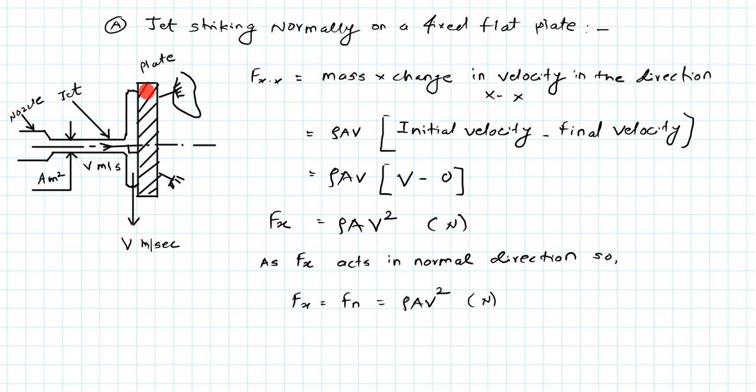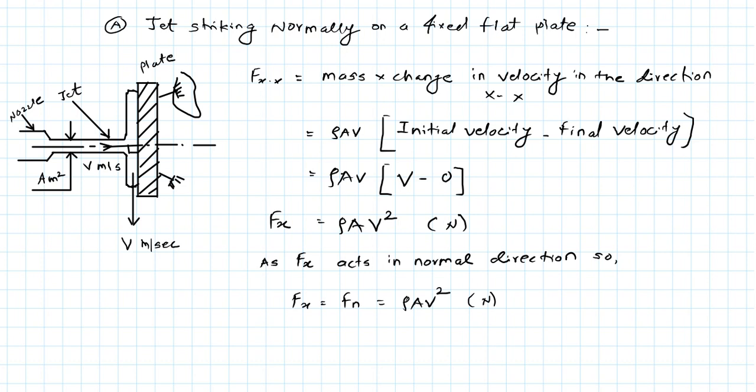Here is a vertical flat plate which is fixed, and a jet impacts on it through the nozzle with cross-sectional area a and velocity v. The outlet velocity is also v meter per second. Thus inlet and outlet velocity are the same, as we assume that the surface is very smooth. That's why the inlet and outlet velocity is the same, right? Our aim is to calculate the force exerted on the plate.